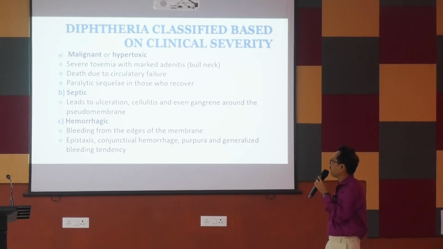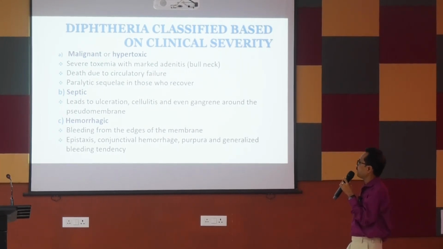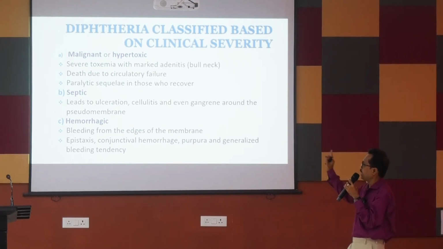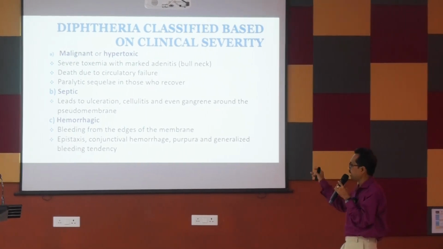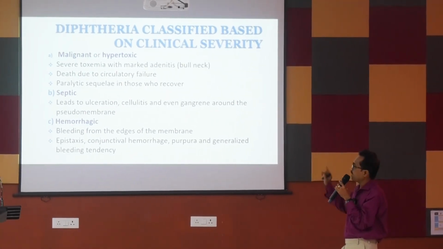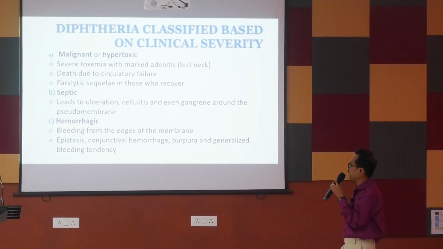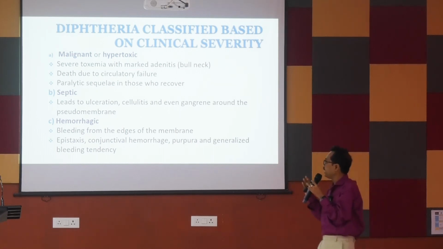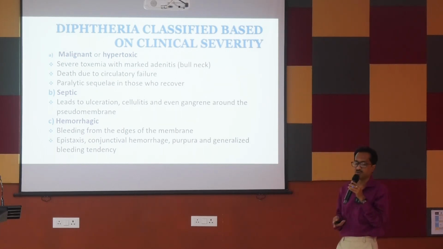Now this is a classification. Diphtheria is classified on clinical severity. There may be malignant or hypertoxic diphtheria, septic diphtheria and hemorrhagic diphtheria. Malignant means severe toxemia, marked adenitis, that is bull neck, and death due to circulatory failure. Septic leads to ulceration, cellulitis and even gangrene around the pseudomembrane. Hemorrhagic means bleeding from the edges of the membrane. There may be epistaxis, conjunctival hemorrhage, purpura and general bleeding tendency. So these are the clinical classifications of diphtheria.